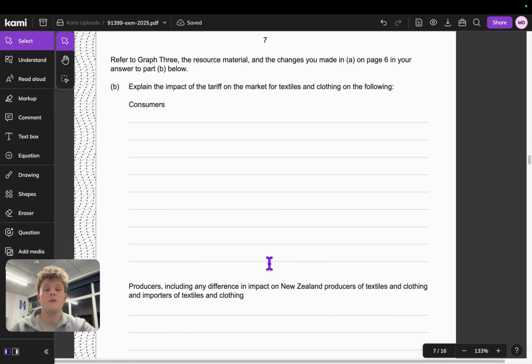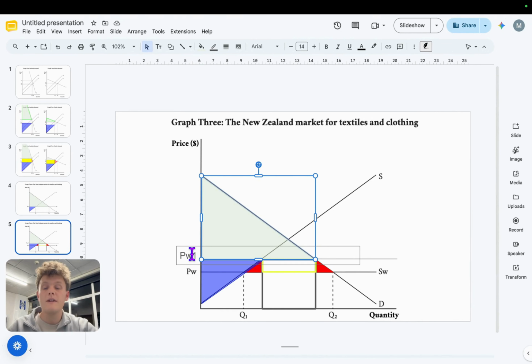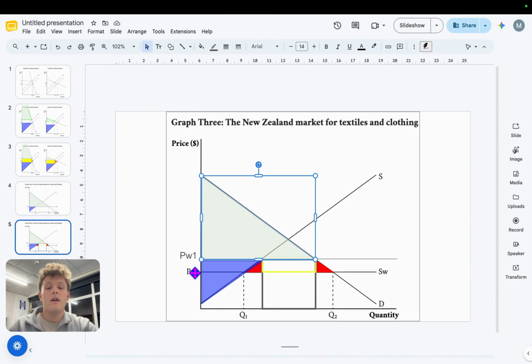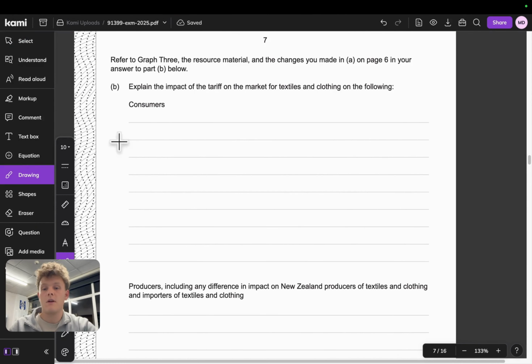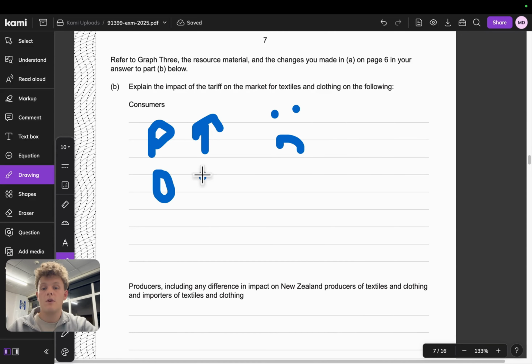So for consumers, they are paying a higher price. They are receiving a lower quantity as QD decreases from Q2 to QD. Therefore, overall, there's a decrease in consumer surplus. The price has gone up, which makes them unhappy. The quantity has gone down, which makes them unhappy. Overall, let's put a Q there. Overall, they are unhappy.